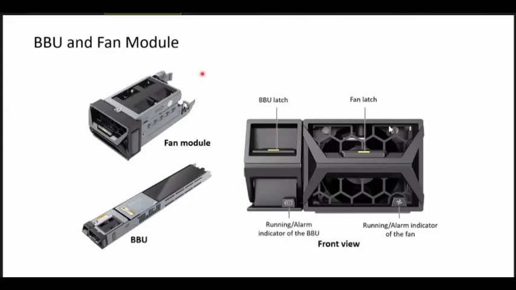Backup battery units and fan modules, everything hot swappable. So you can just remove the module and swap it back again. So you have the BBU latch. If something goes wrong with the backup battery unit, just remove the latch, pull it out, and then you can swap in a new backup battery unit. Same for the fan modules and same for the power modules at the back. Okay.